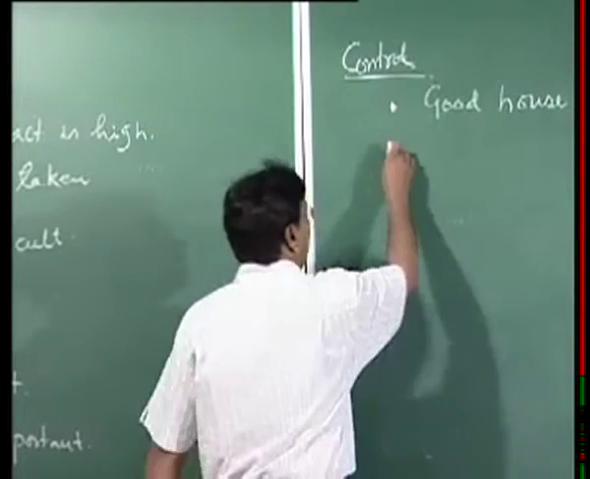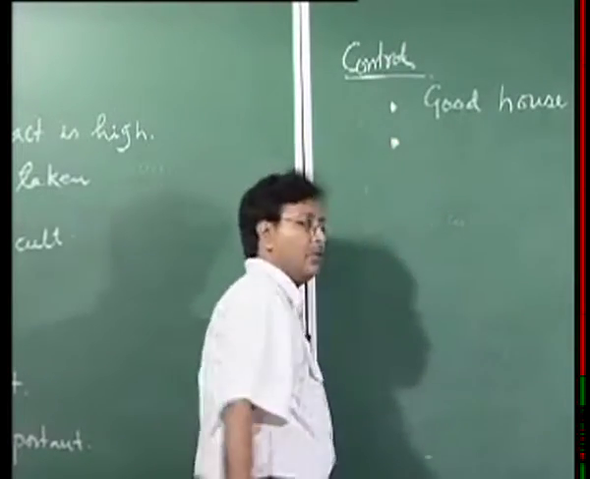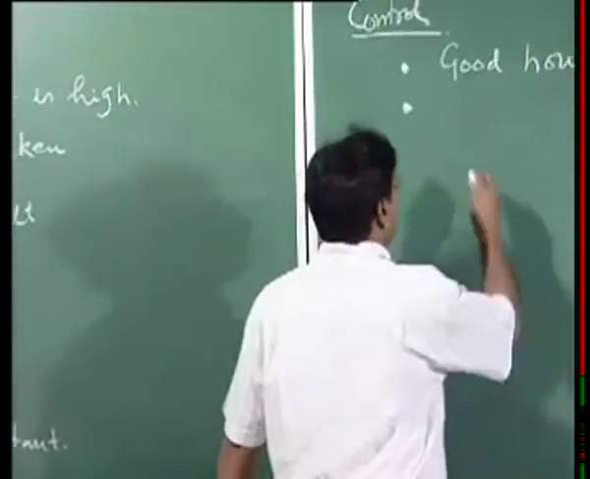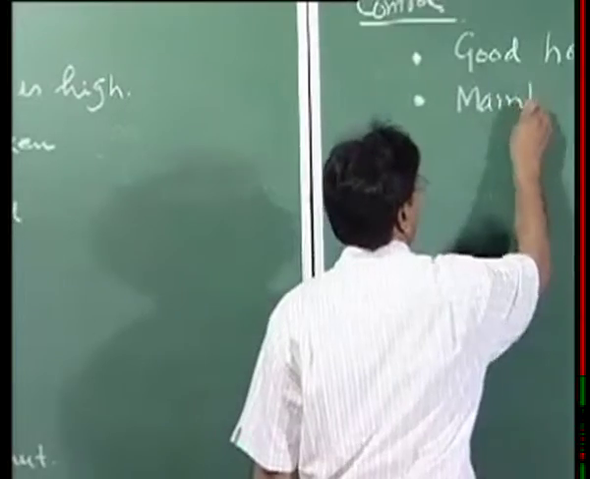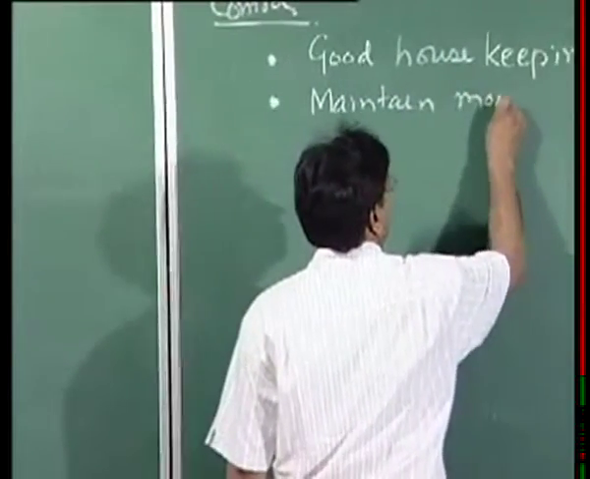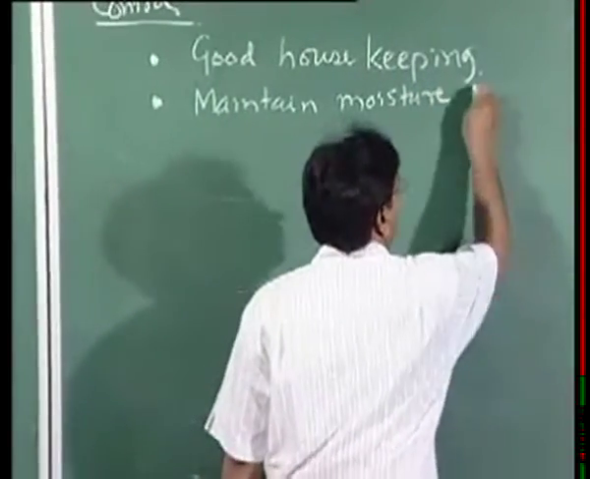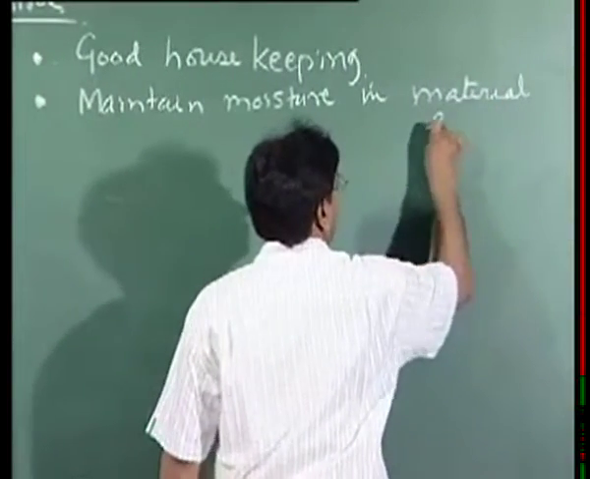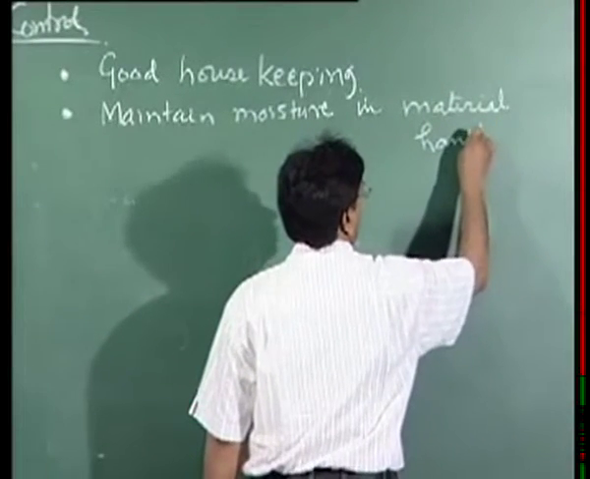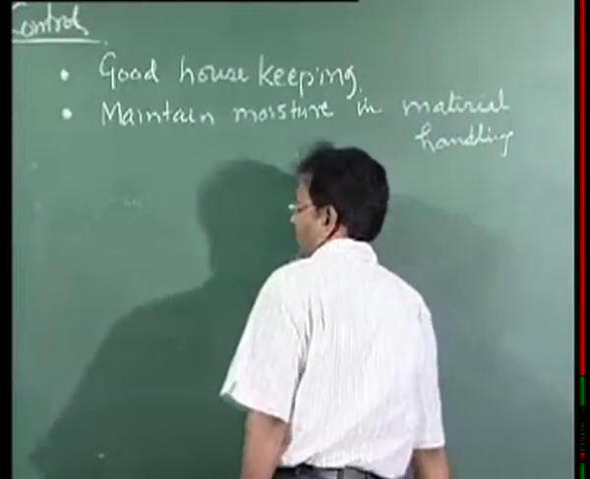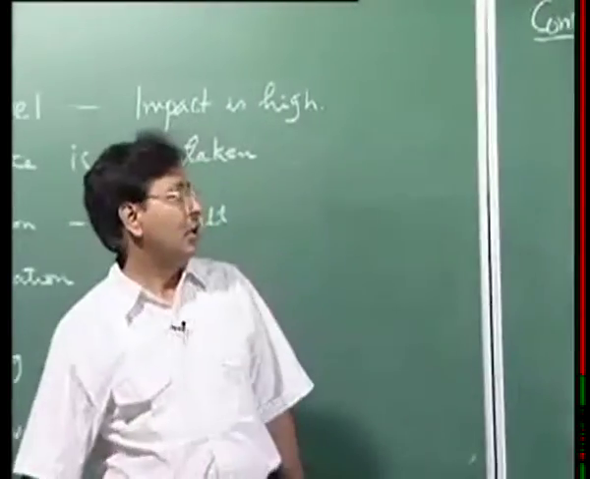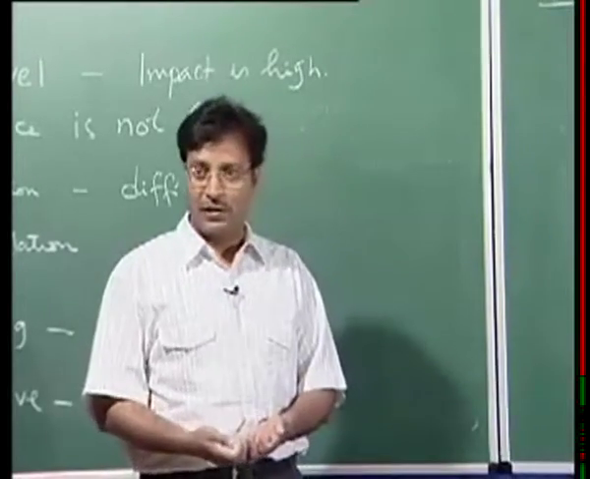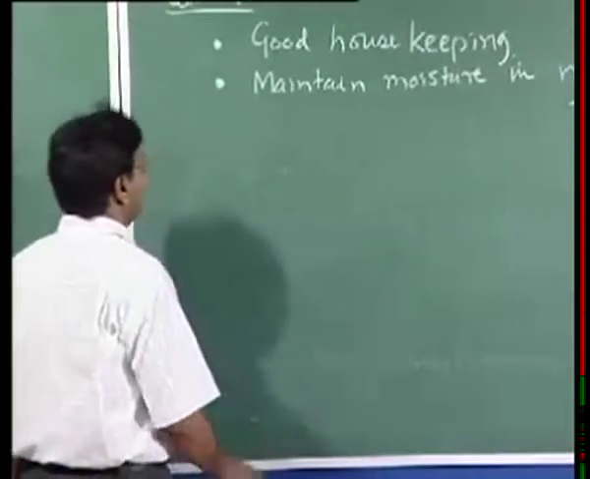If possible, another option is to maintain a little moisture level in the raw material that you're handling. That's a big help. Maintain moisture in the material you're handling. I'm not saying necessarily maintain moisture in everything. For example, if you are handling cement, I am not saying to maintain some percent of moisture in that. That will be a disaster. Maintain the moisture in metal handling.